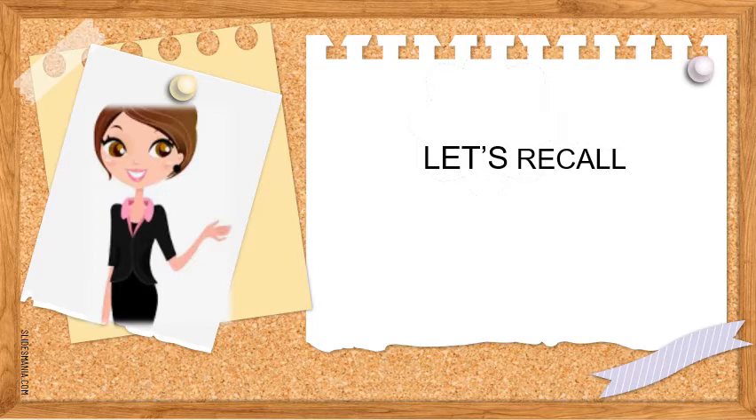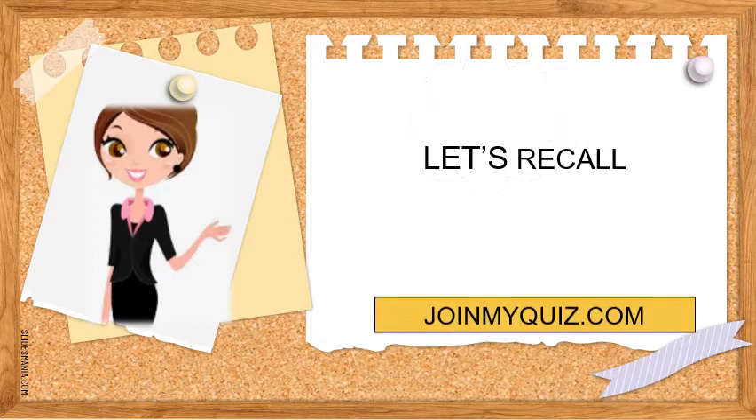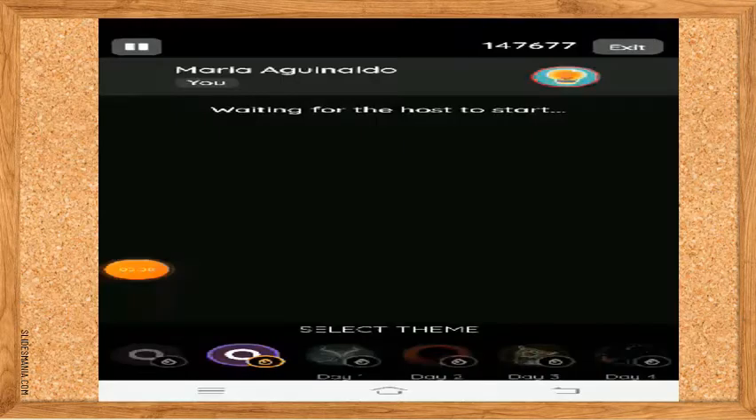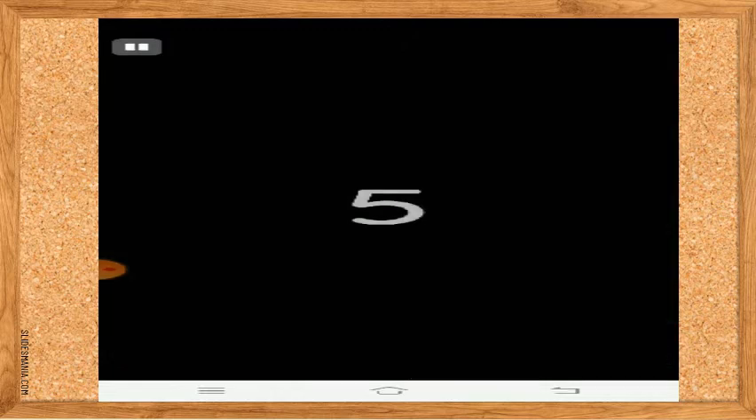Let's recall our topic from last week by playing a game on joinmyquiz.com. I'll show you the code to join myquiz.com. And here it is, that is only an example. We're going to play this. We are waiting for the host to start. So let's see. Where is the timer? All right, so we have 5, 4, 3, 2, 1, go.